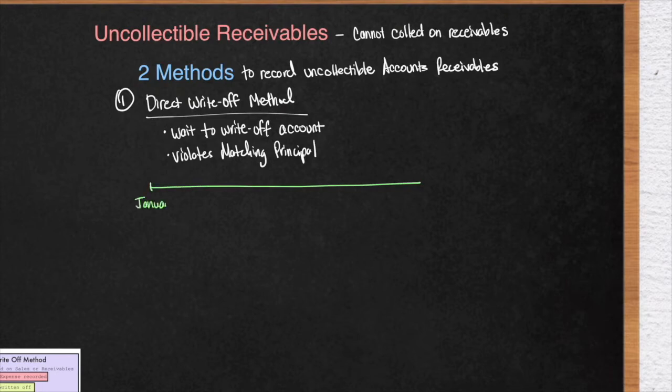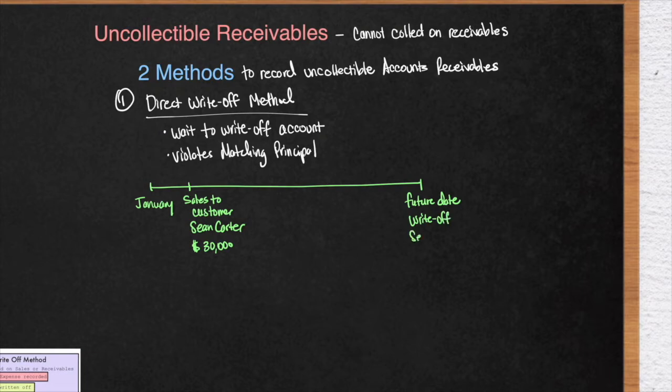To illustrate, I've created a timeline here. At the beginning of the timeline is January, and shortly after January, we made a sale to a customer named Sean Carter. Let's say the amount is for $30,000. And far into the future, we determined that we cannot collect from this customer. So here's a future date. Now we have to write off their account because we don't want their open accounts receivable remaining on our books. So we're going to write off Sean Carter's account for $30,000.